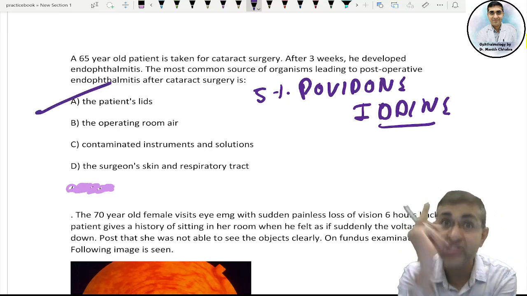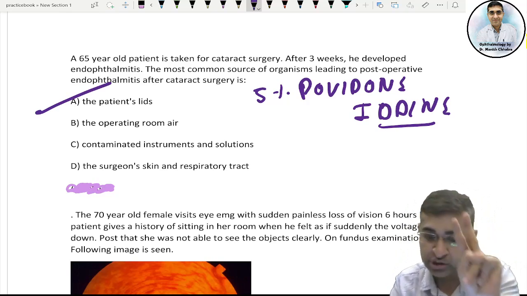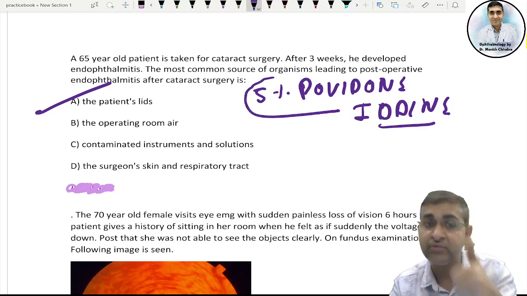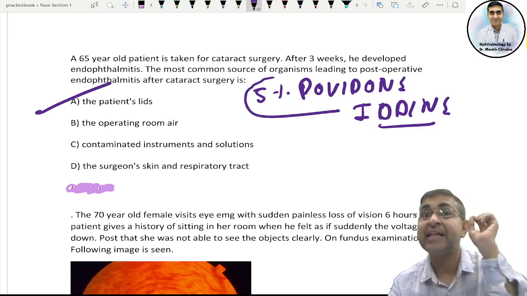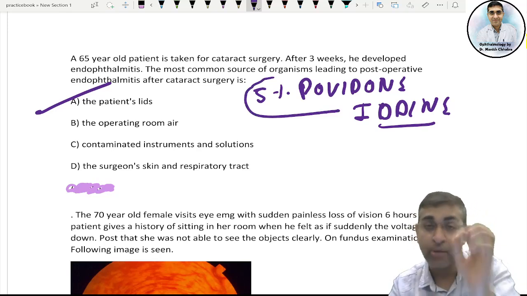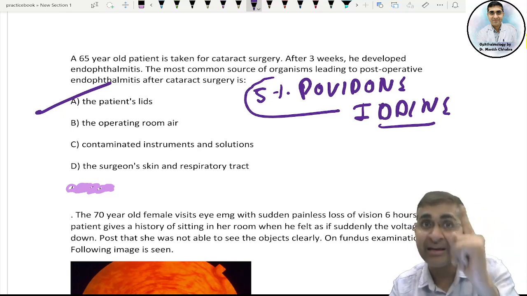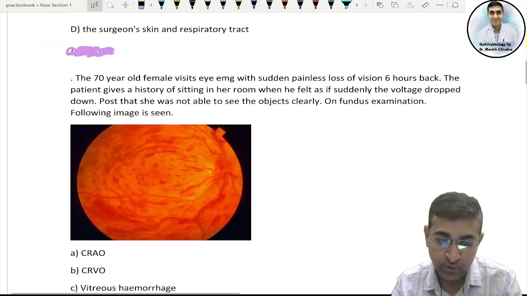This is your second question. So in FMG, two questions were asked back to back. One was which is the solution which is used. Second is which is the most common, most important source. So that is your patient's eyelids. Yes, okay. Now moving over to the second question.